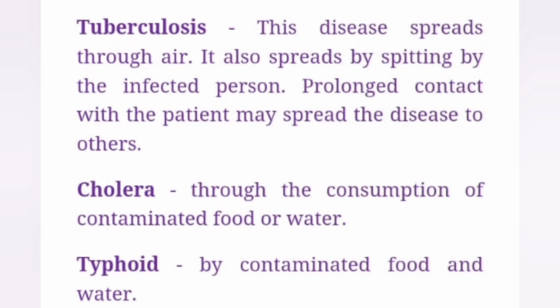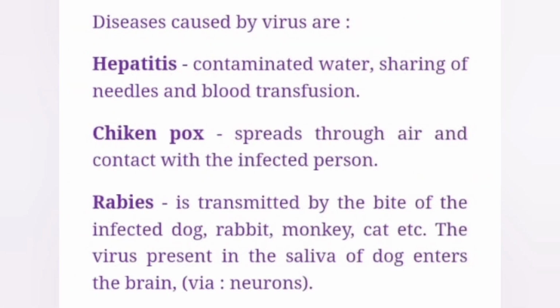Next one, cholera: through the consumption of contaminated food or water. Next one, typhoid: by contaminated food and water. Diseases caused by virus, or hepatitis: contaminated water, sharing of needles and blood transfusion.